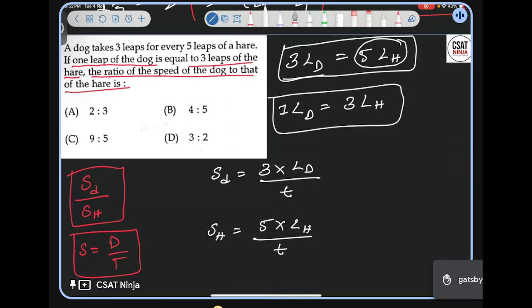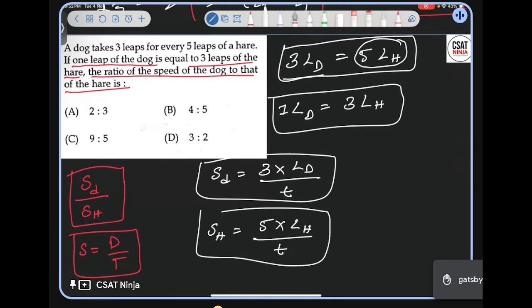So we just need to find the ratio of this one and this one. I'll repeat again, as this may be a bit confusing. We need to find the speed of the dog divided by the speed of the hare. We know the speed formula is distance divided by time. Here I'm assuming that 3 leaps of the dog is the distance traveled by the dog, and 5 leaps of the hare is the distance traveled by the hare. The dog and the hare travel for the same time; if the dog travels for 5 minutes, the hare also travels for 5 minutes.